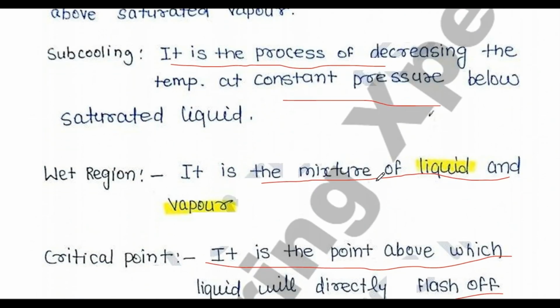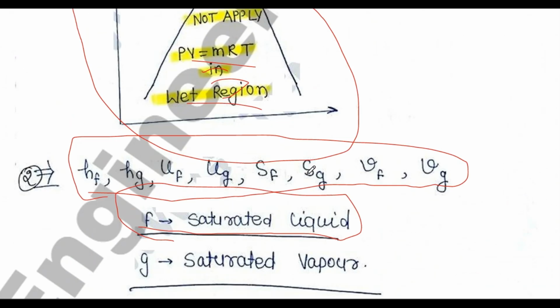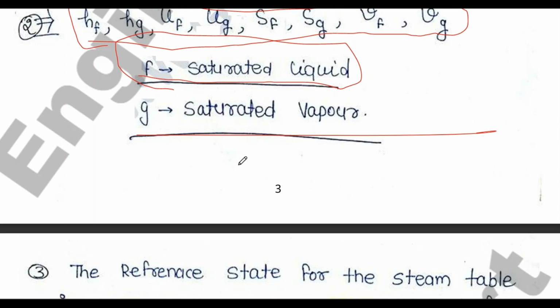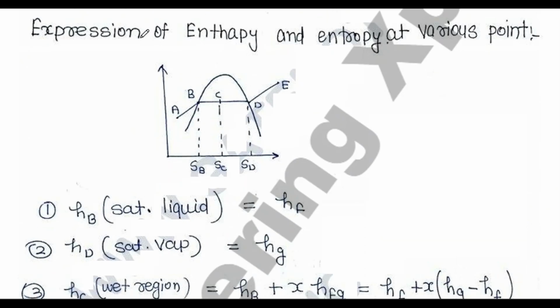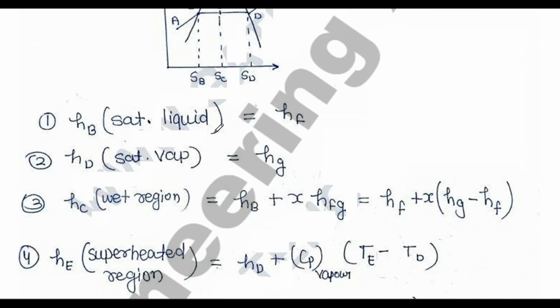Okay. So G here denotes the saturated vapor line. The reference state in the steam table, we take U, that is specific internal energy, and S, specific entropy, as 0 at the triple point of water, at a temperature of 0.01 degrees Celsius. We need to take some reference because we cannot find the exact value of U and S. Therefore, we take the reference point to be the triple point of water. So you can see the expression from here.